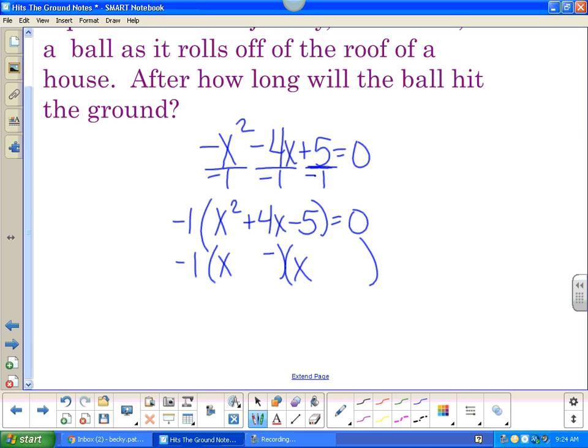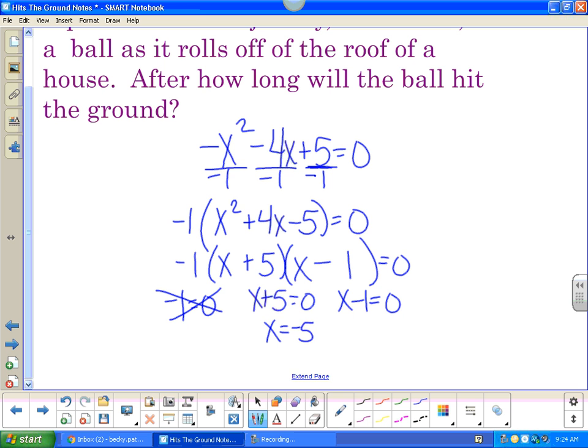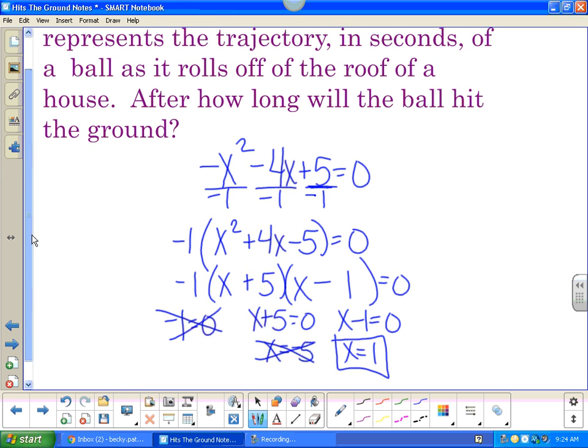Factors of 5 that subtract to give me 4, 5 and 1. Signs are different, bigger numbers positive. Then set all of these equal to 0. He has no x's. That one's going to give me a -5, and that's going to give me a +1. And I want the positive answer. So +1.